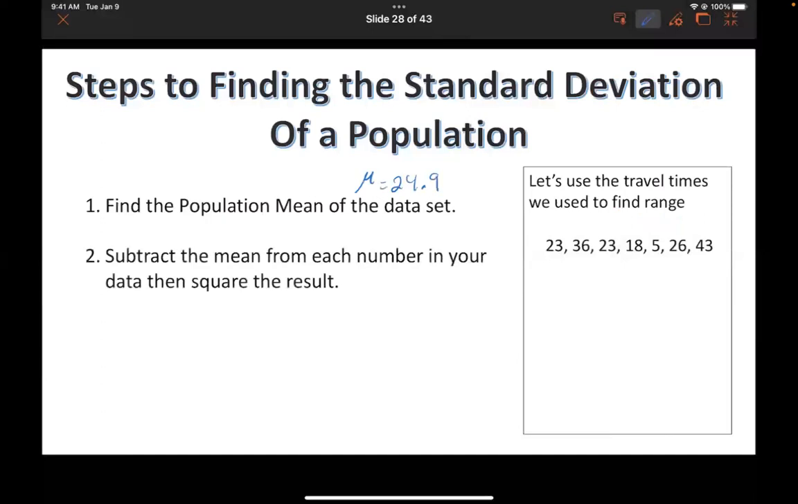So the next thing we're gonna do is subtract the mean from each number and then square the results. So I'm gonna do 23 minus 24.9, and then I'm going to square it. So that is 3.61, then 36 minus 24.9 squared. This is 123.21. At least this one right here, I don't have to put in my calculator because it is the same thing.